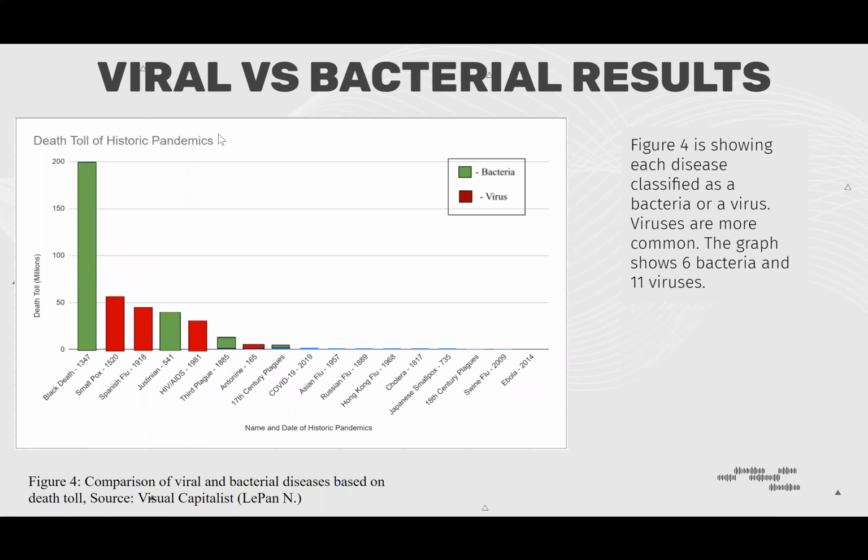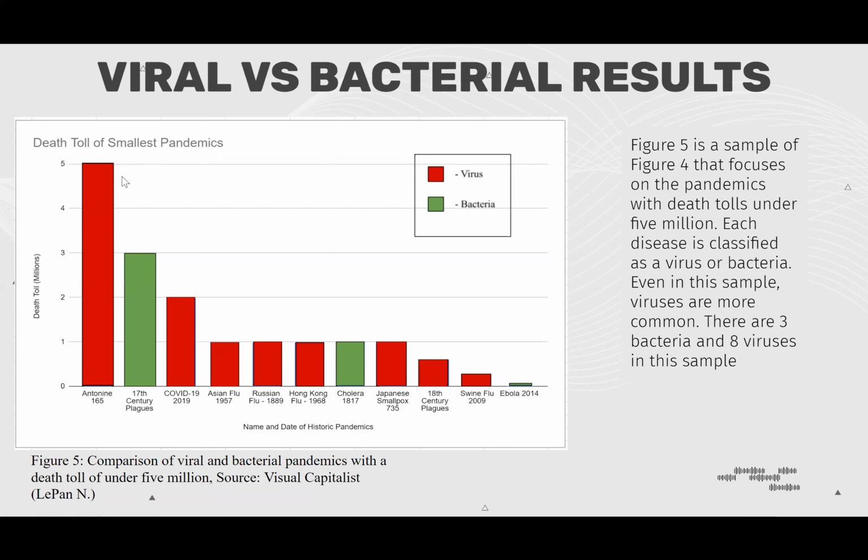Now let's look at the viral versus bacterial results. Figure 4 is showing each disease classified as a bacteria or a virus. The green ones are bacteria and the red ones are viruses. Viruses are more common. The graph shows 6 bacteria and 11 viruses.